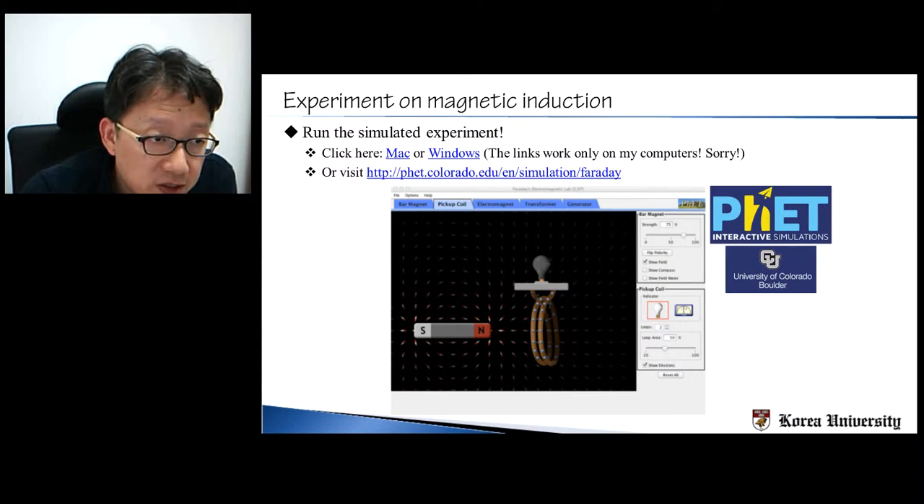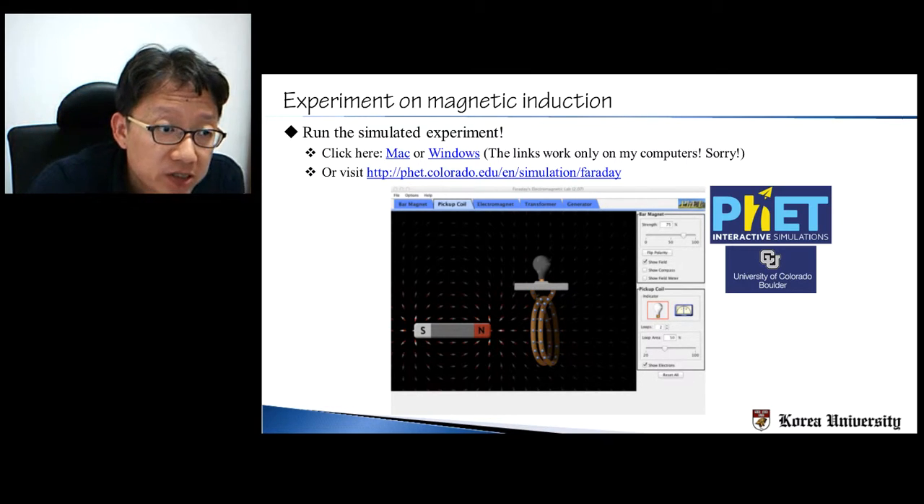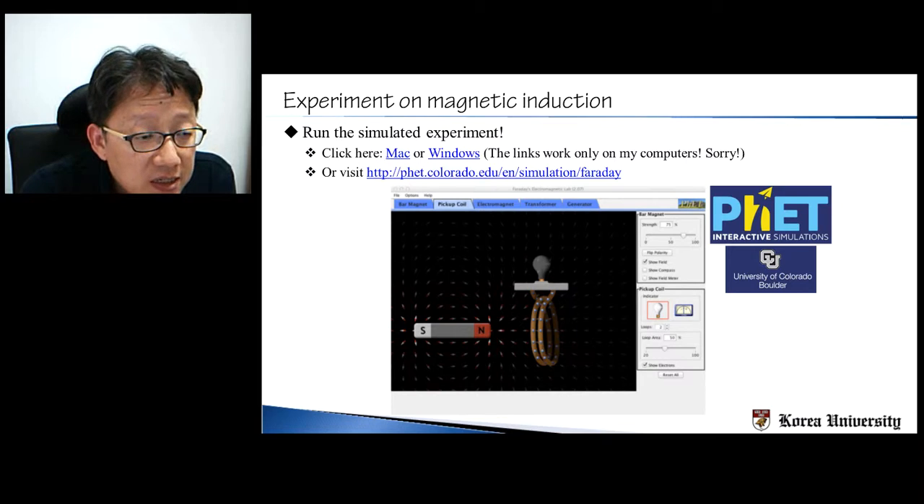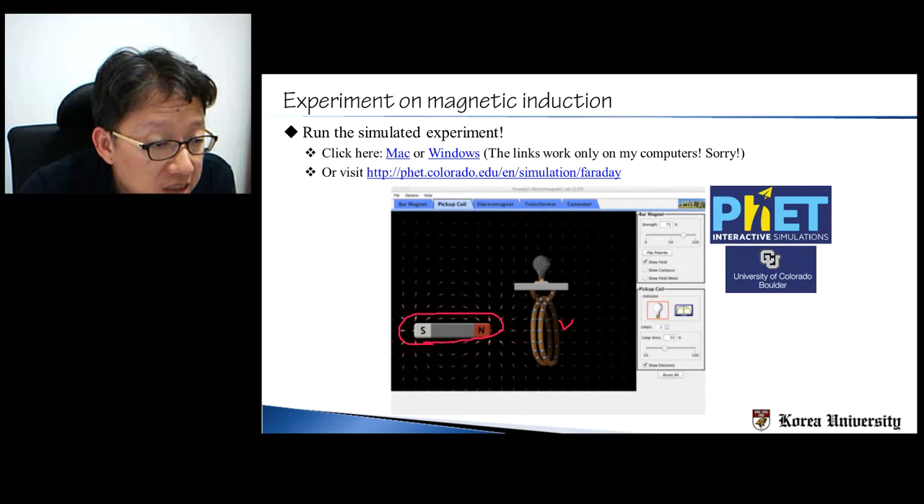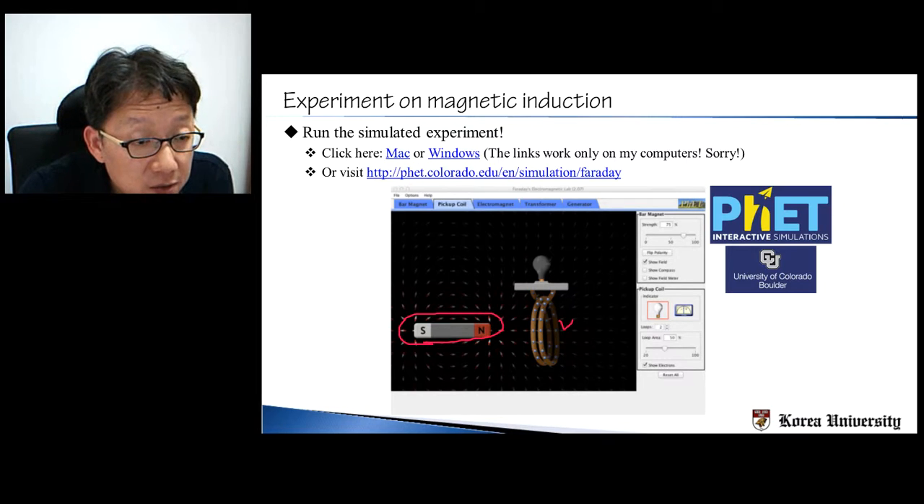In order to study magnetic induction, we will first perform a simulated experiment, just as we have done many times. Here we have a permanent magnet, and here we have a coil which is attached to a light bulb. We will see what happens when we use this magnet around this coil. Should the light come on? We will see that.